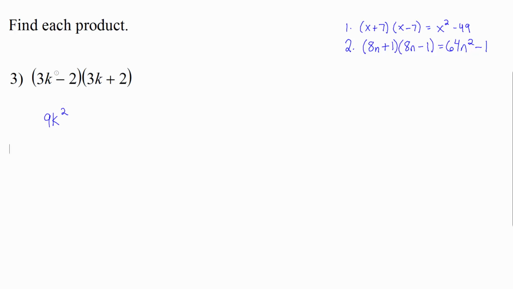My outer term here is 3k times 2, which is 6k. My inside term, negative 2 times 3k, is negative 6k. And my last term, negative 2 times 2, is negative 4. So I look at my middle terms, they're like terms, and again, they cancel each other out. So the pattern definitely seems to be that my middle term is canceling out. But the question is why? What should we recognize about the start of the problem that would make that happen?